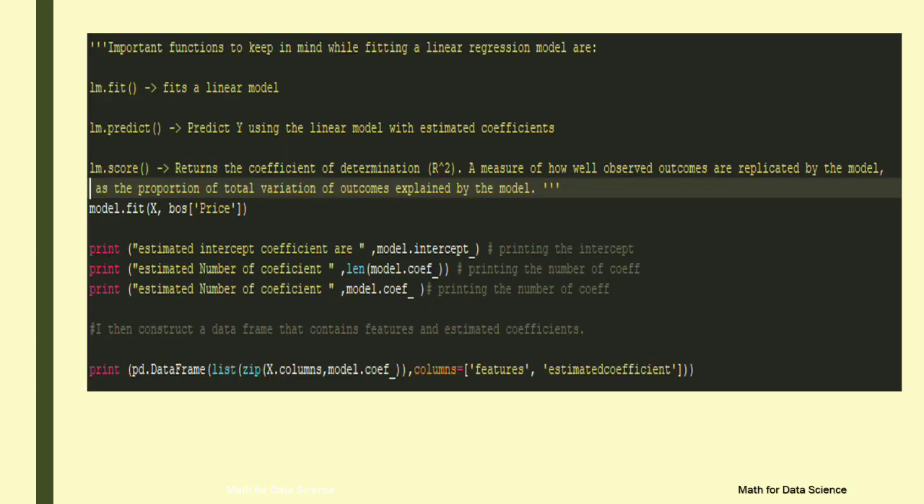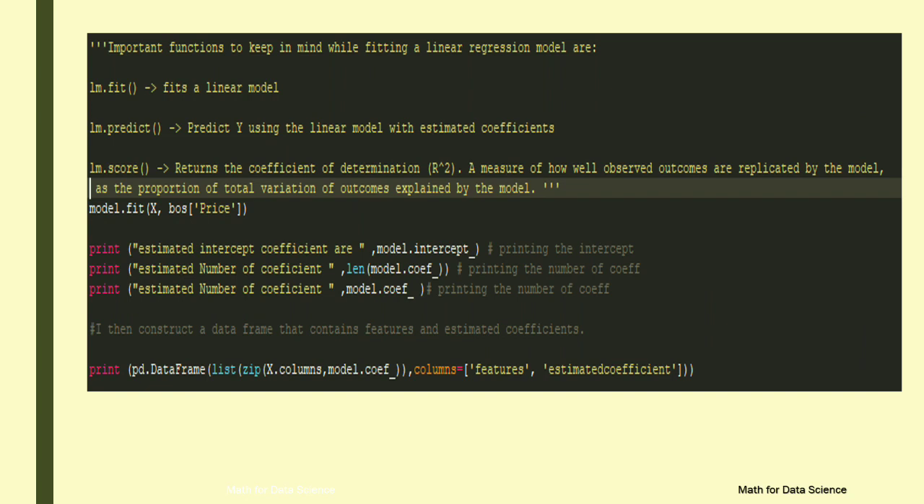Now there are certain functions which you should know about the linear model. That is lm.fit, that is the model.fit, it fits a linear model. lm.predict, it predicts the y using the linear model with the estimated coefficients. And lm.score, it gives the coefficient of determination, that is the r square value, and this actually will predict how well your model is working.